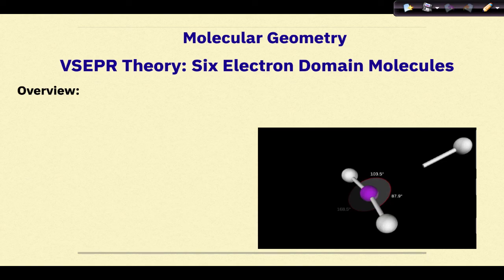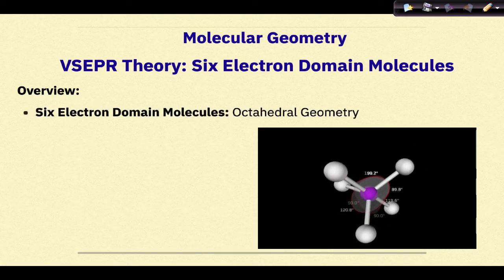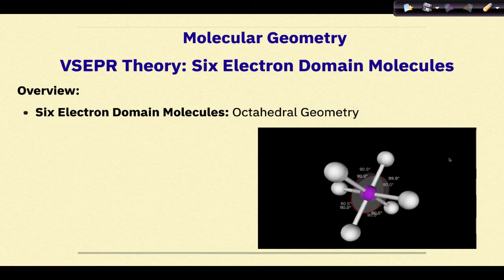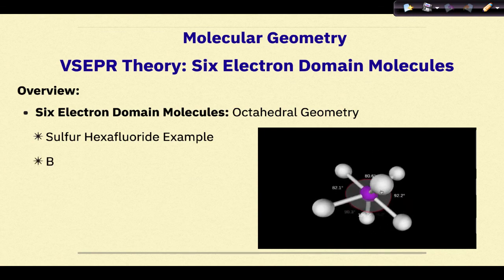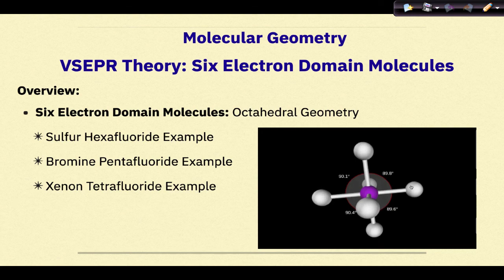Molecular geometry. VSEPR theory, 6 electron domain molecules. In this tutorial, we will be looking at 6 electron domain molecules with the octahedral geometry, specifically looking at examples of sulfur hexafluoride, bromine pentafluoride, and xenon tetrafluoride.